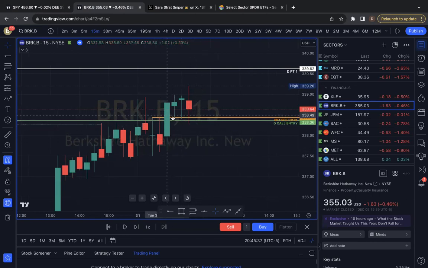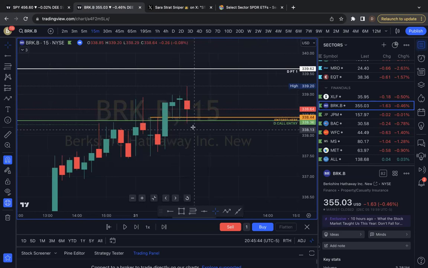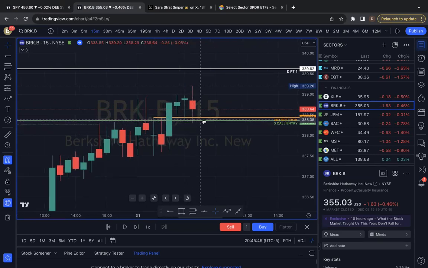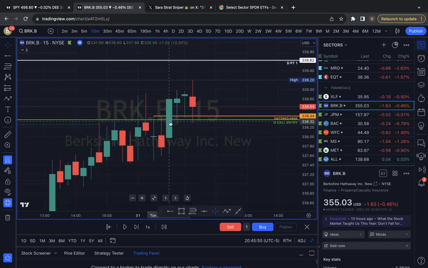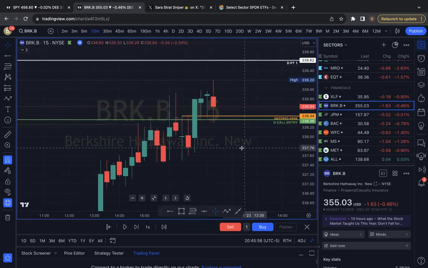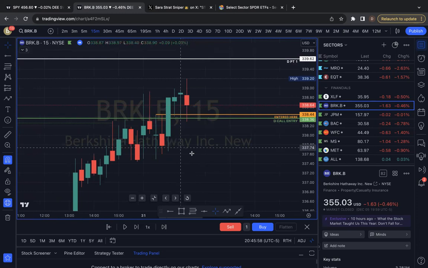So right here, it went in force. And then we got a 2-2 continuation to the upside. But now it's starting to come back down below our call entry. Now, that doesn't mean you have to get out because it could just be retracing. Personally, I'm not getting out just because it retraces down here. But if it starts playing around this level or it starts going against me, then I will get out.